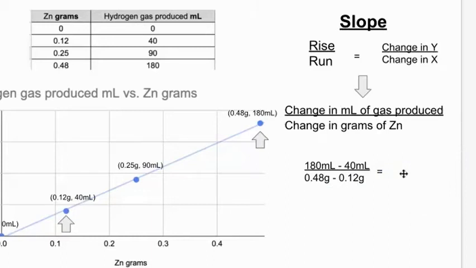Feel free to use a calculator if you must. 180 minus 40 leaves me with 140 milliliters, and that is, of course, over the change in mass, which would be 0.48 minus 0.12. The difference is 0.36 grams.